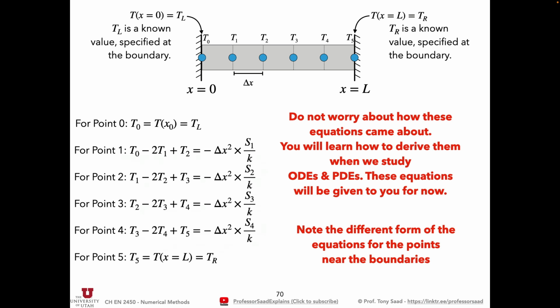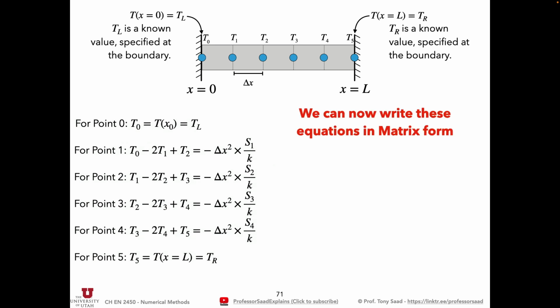Now, before you worry about this, you're not going to derive these now. You will derive them later at the end of the semester, and you'll be responsible for that. But right now, I will give you this formula. I will tell you that the equation at each point is t(i-1) minus 2ti plus t(i+1). And then it's up to you to build the system of equations, okay? You're not responsible for deriving the formula.